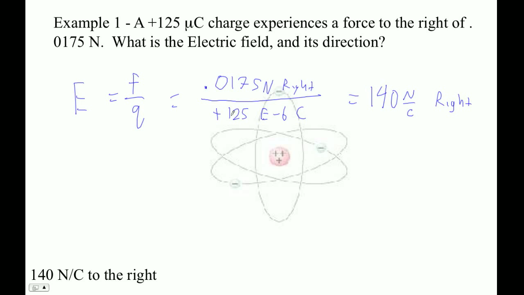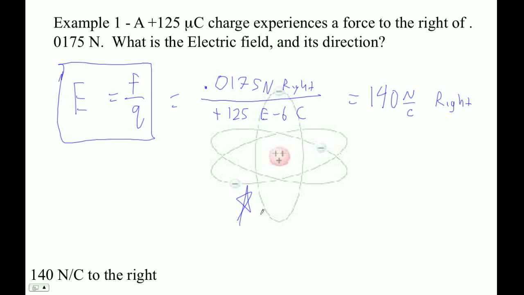Now, suppose that charge had been negative. Well, we would have gotten a negative number, negative 140 newtons per coulomb to the right. Wouldn't that make it to the left? So this formula is a vector formula. This formula works.